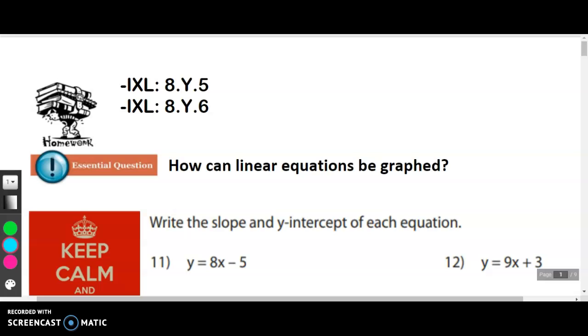Welcome back. Today we're going to continue working with slope, and we're going to extend it now to graphing using slope-intercept form.